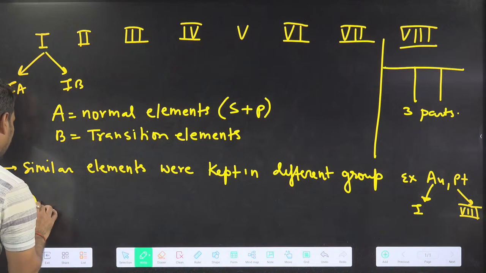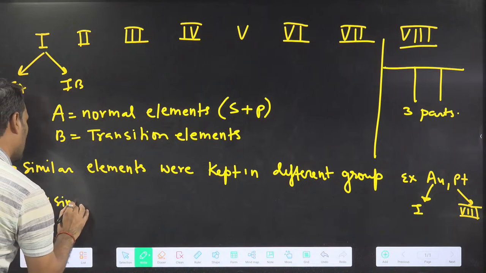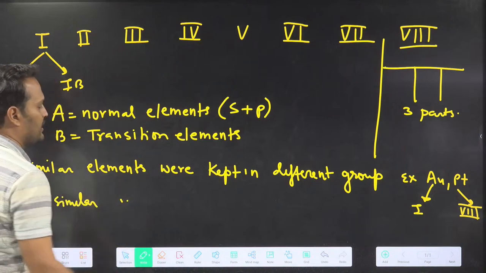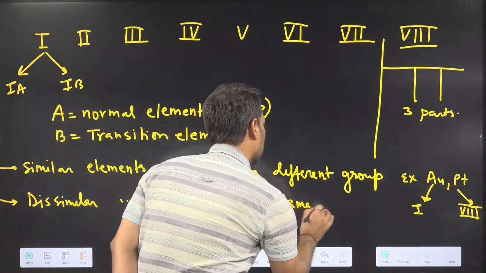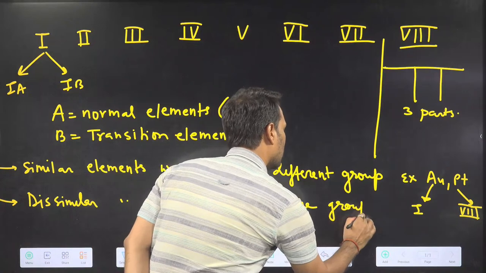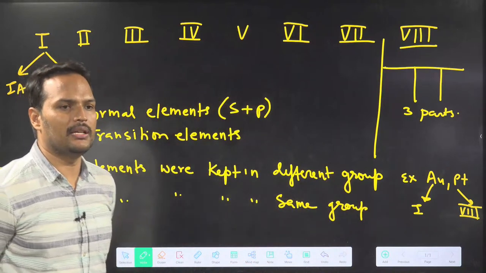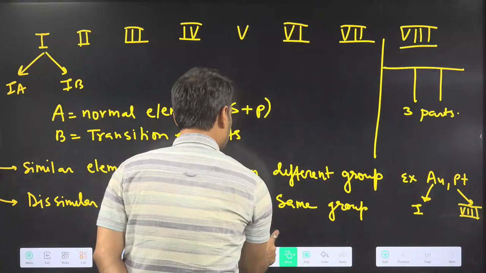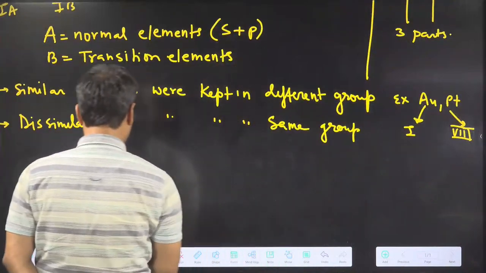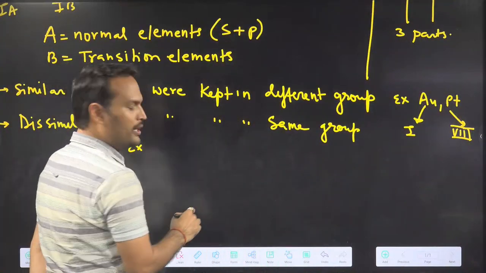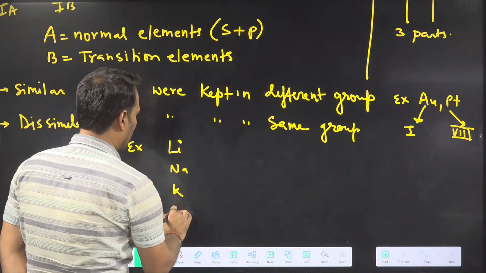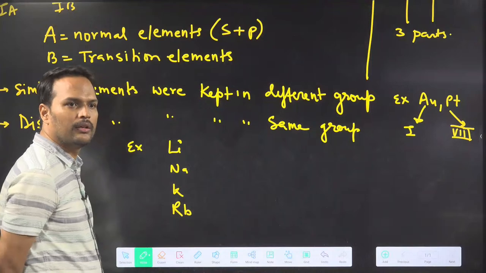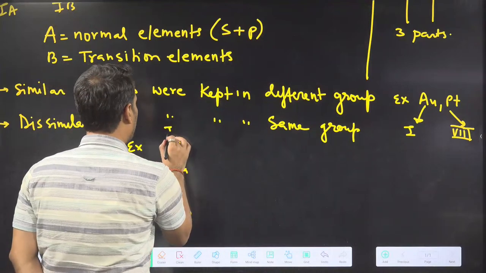What is that one more point? Dissimilar elements, which are not similar, were kept in the same group. Can you give an example for this? Can you see lithium, sodium, potassium, rubidium? Okay? This is your 1A.